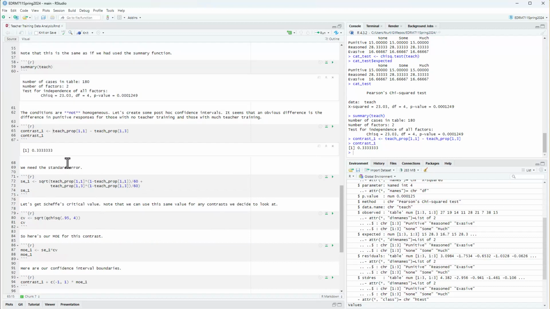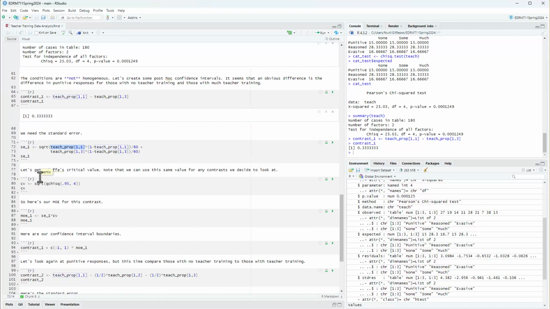Now that I have that, we need the standard error. So the formula for standard error says we need to take that proportion we're focusing on in the no teacher training group that was punitive. We have to multiply that by everyone else in no teacher training that was not punitive. And that's 1 minus that proportion. So it's the proportion we're focusing on times 1 minus the proportion that we're focusing on. Once I have the proportion who were punitive in the no teacher training group times the proportion that were not punitive, I have to divide by the number that went into the punitive proportion in the no teacher training group. And remember, the total in the no teacher training group was 60. 60 were drawn from each of 3 teacher conditions. So that's the 60 there.